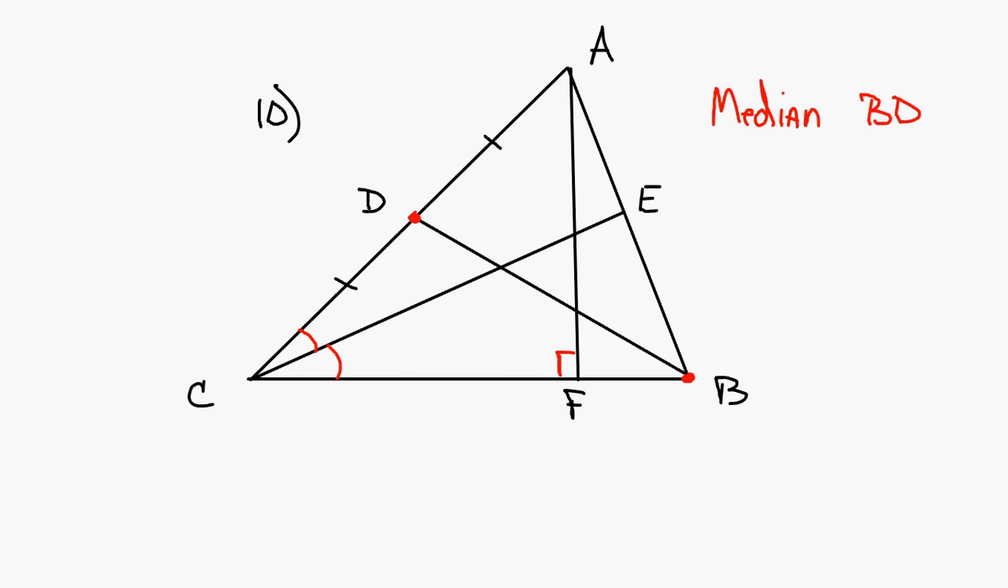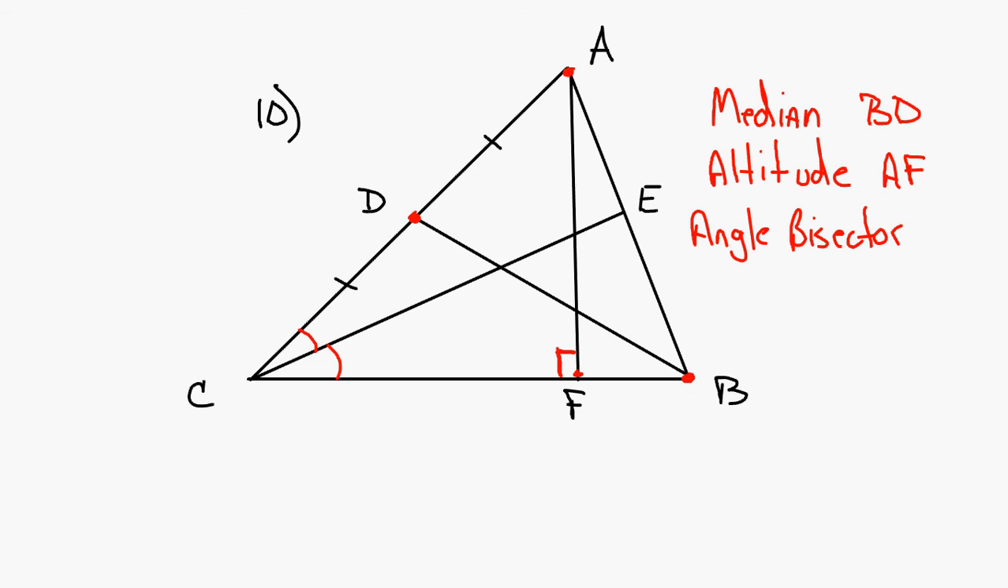All right? An altitude goes from a vertex to its opposite side and intersects it at 90 degrees. So an altitude would be A to F. And then C to E, that would be an angle bisector. And that goes from C to E.